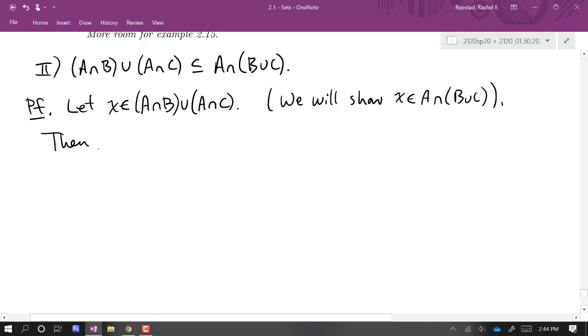So, we have X in the union of A intersect B and A intersect C. What does it mean to be in the union? It's in one or the other. So we could say X is in A intersect B, or X is in A intersect C. It's got to be in one of those two. Regardless of which one it's in, where can I for sure say X has to live? A. Okay, so let's write that down.